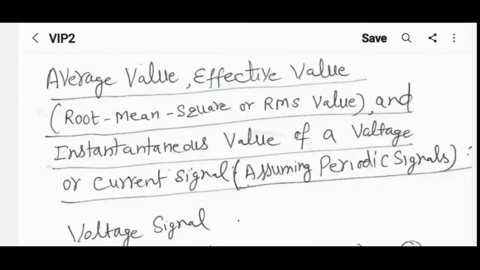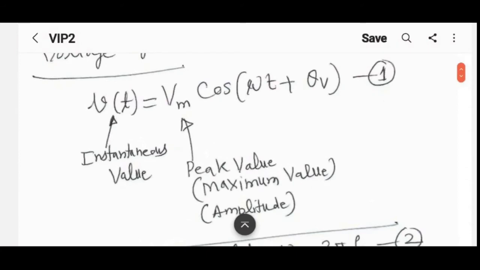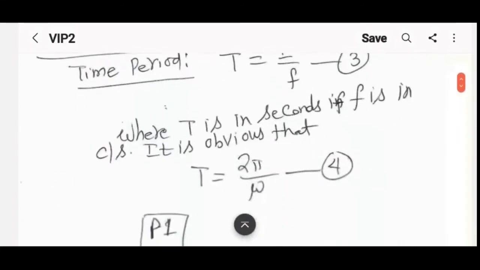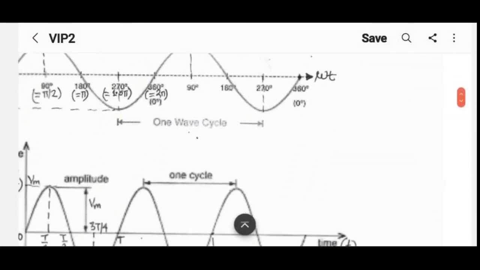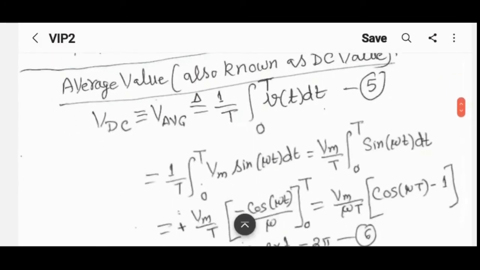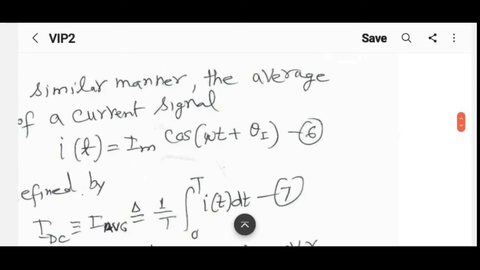Average value, effective value, and effective value is the same thing as root mean square value or RMS value. You know all this. I'm not going to waste too much of your time. But this document, I'll send it to you anyway. It's basically going to remind you about how to calculate peak value, RMS value, etc. for a given voltage signal or current signal. You will be bored if I go through details of each and everything. So let me quickly show you what you will get in this document.